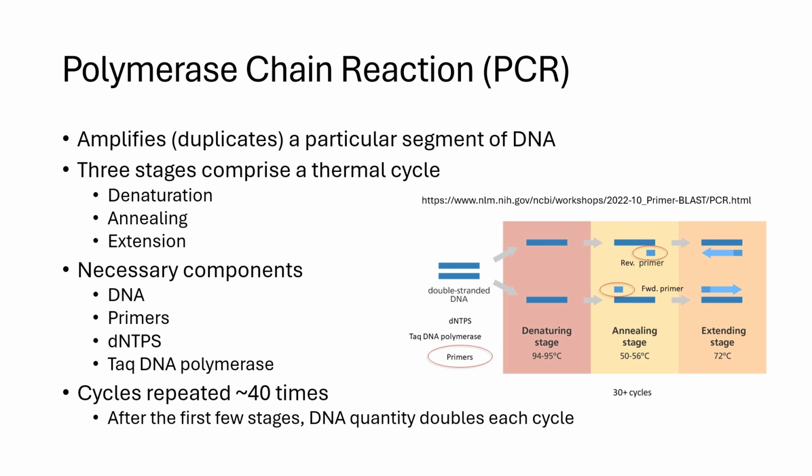By the end of a cycle, the important thing is that we have more copies of that particular segment of DNA. Now, for PCR to occur, we also have to make sure that we add the necessary components. These include the DNA that we're wanting to duplicate, primers, dNTPs, like adenine, thymine, cytosine, and guanine, and Taq DNA polymerase. We then repeat the thermal cycles around 40 times, and after the first few cycles, the DNA quantity doubles.